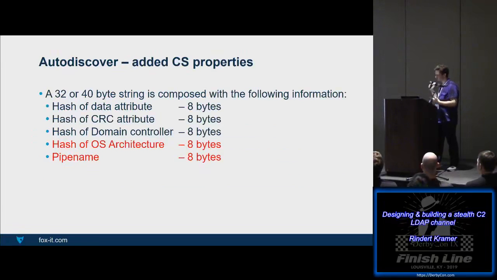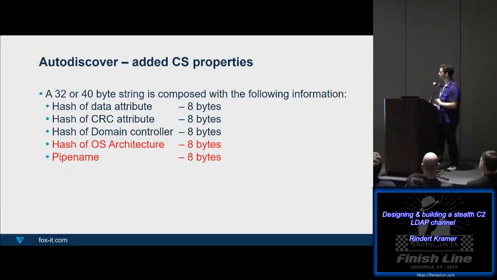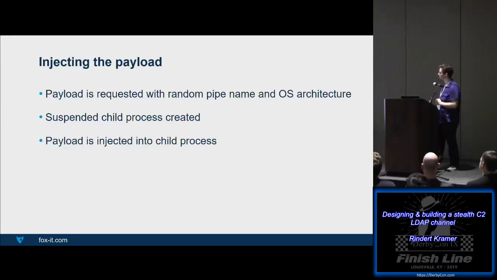Next, in order to get Cobalt Strike working over LDAP, I added 2 more properties: the hash of the architecture, which is resolved in the same way as the other attribute hashes, and a randomized pipe name. Cobalt Strike works like this: the experimental interface will create a DLL injectable payload that, if you inject it, will start a named pipe server. And you can specify the name of the named pipe server as well, which is the pipe name there.